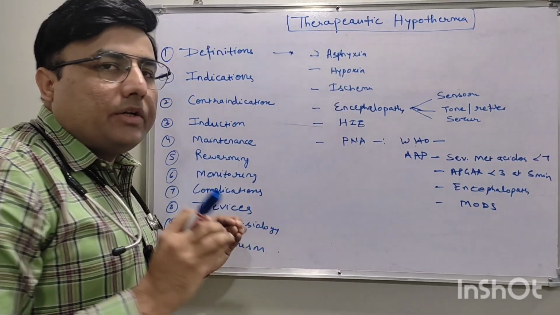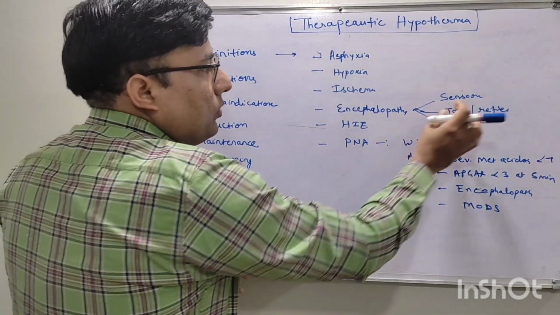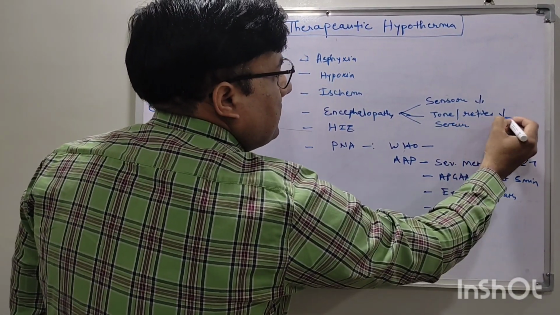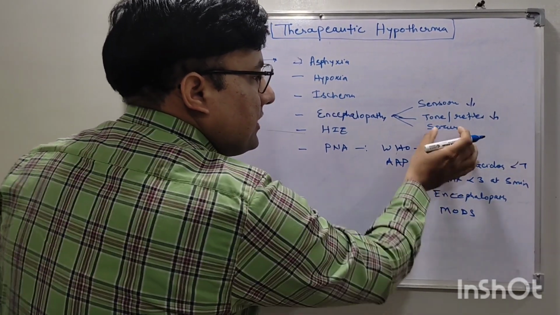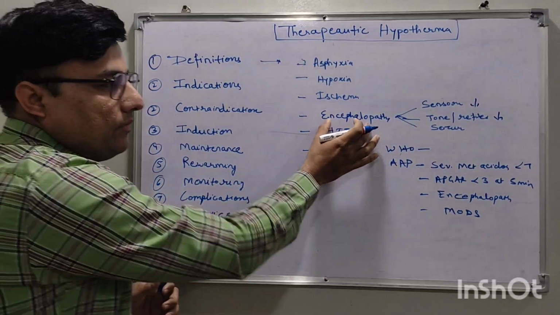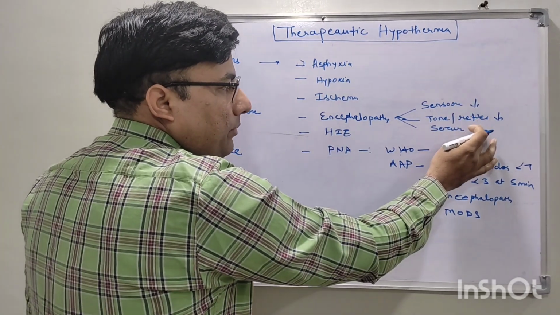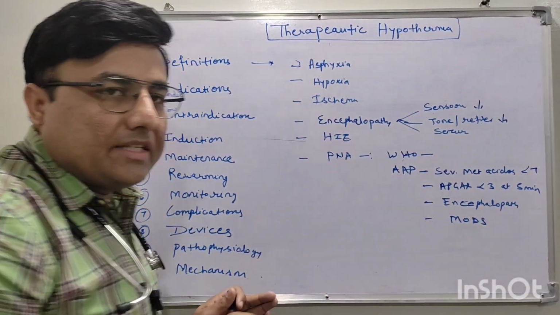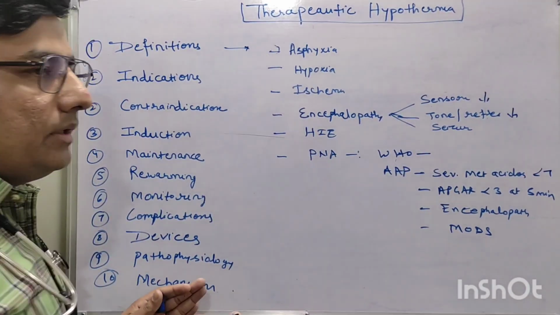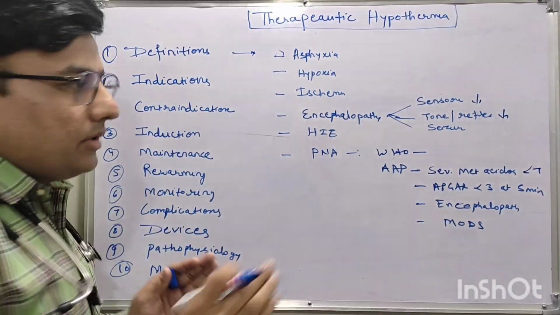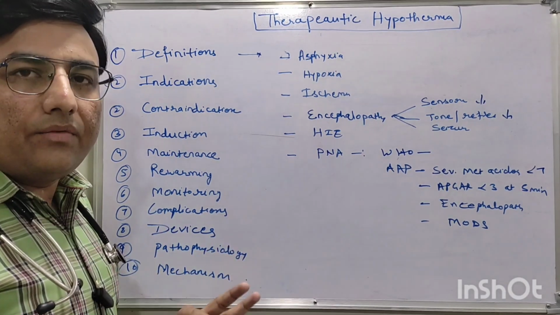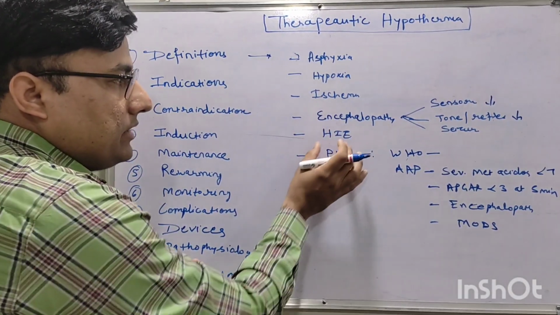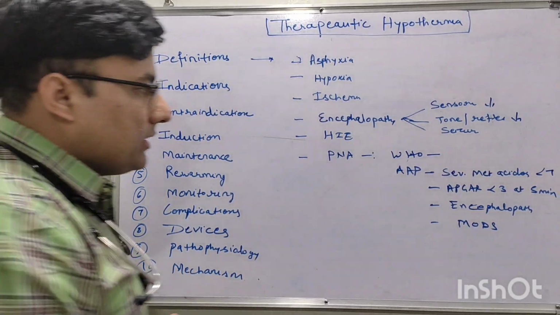Then encephalopathy. Encephalopathy is impaired neurological function which includes depressed sensorium, depressed tone or reflex. So that can include seizures also. So impaired neurological function with depressed sensorium, tone, and including seizures. Then hypoxic ischemic encephalopathy. So encephalopathy or neurological dysfunction due to the perinatal event, any perinatal hypoxia or ischemia, is called hypoxic ischemic encephalopathy.